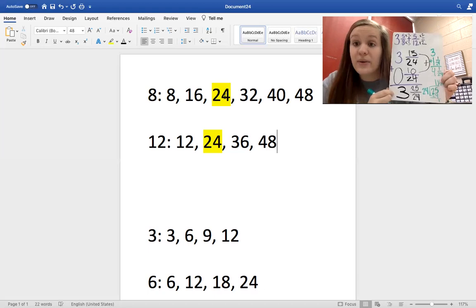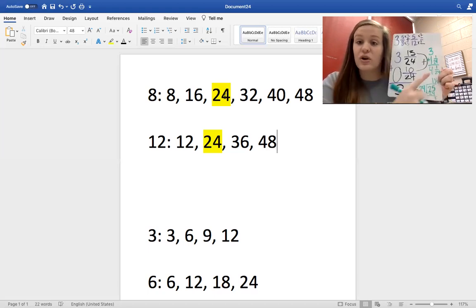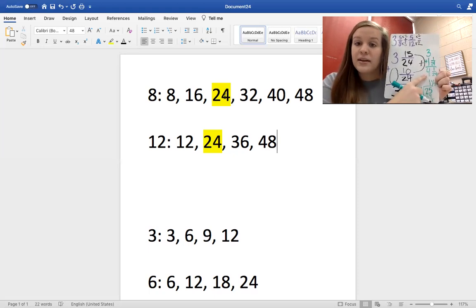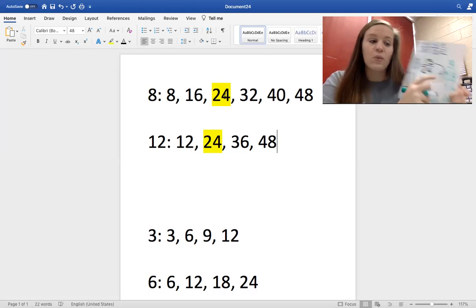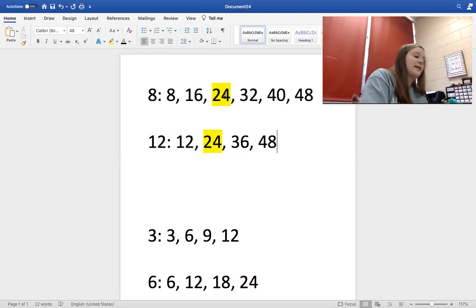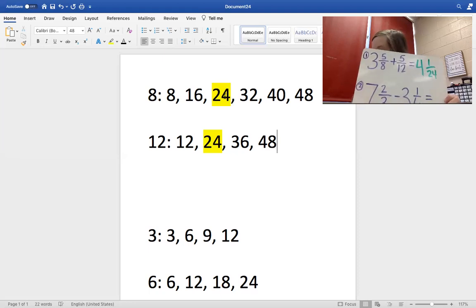This is the correct answer, but it is not in simplest form. So we have to make sure that our answers are always in simplest form. And this is how we got simplest form. Okay, 4 and 1/24. So I will go back to my original board and fill in the answer that we found.